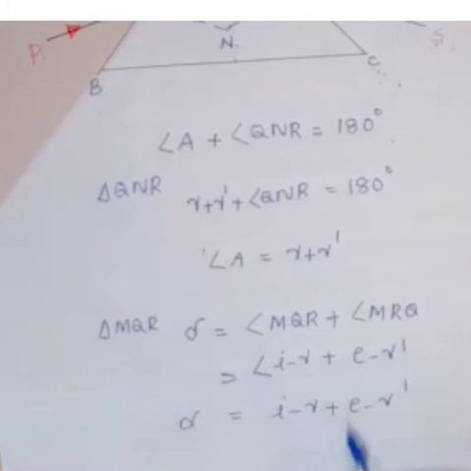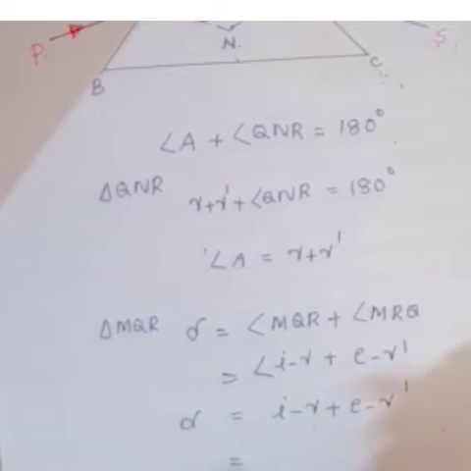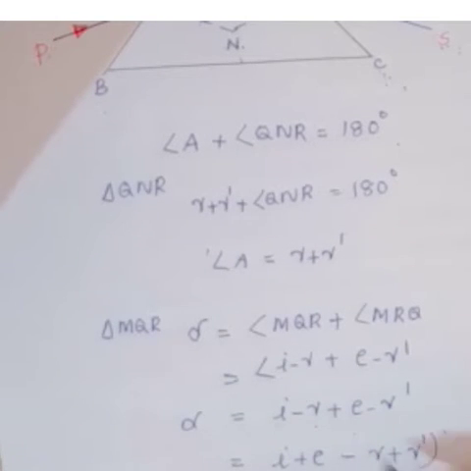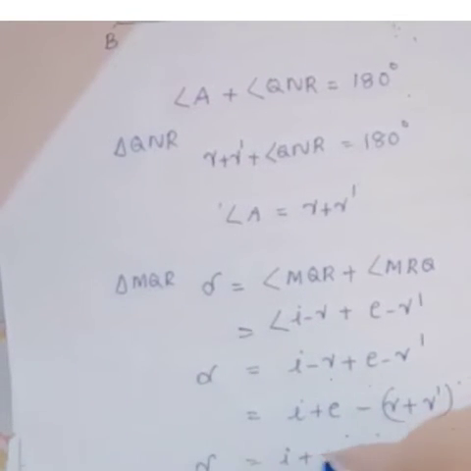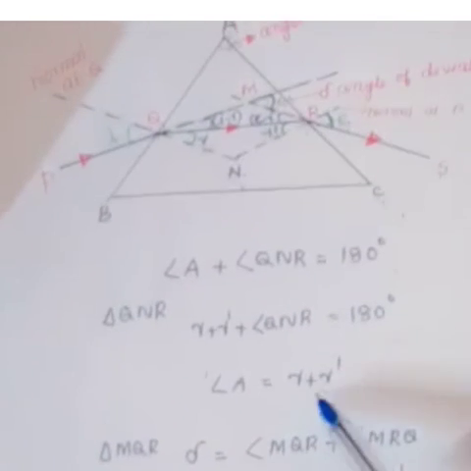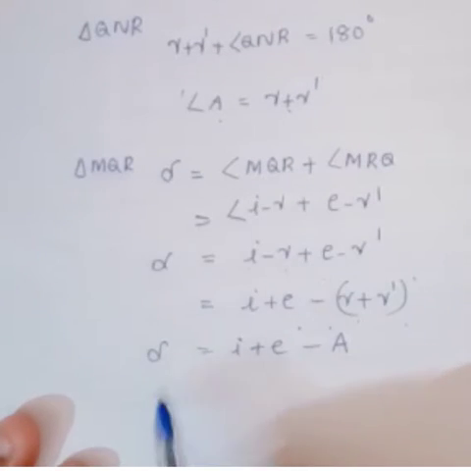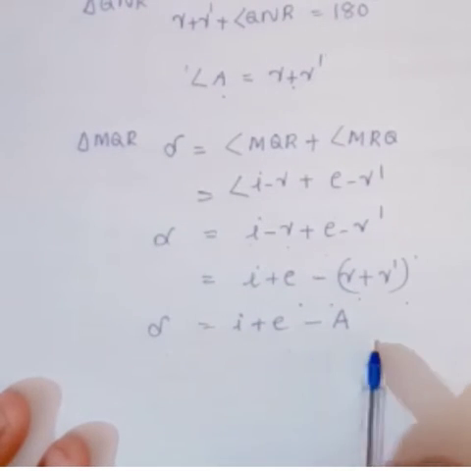That is, delta is equal to deviation at the first phase plus deviation at the second phase. Also rewrite this equation as delta is equal to I plus E minus R plus R dash. Is it correct? R plus R dash is the angle of the prism, so it is written as A. So delta is equal to I plus E minus A.